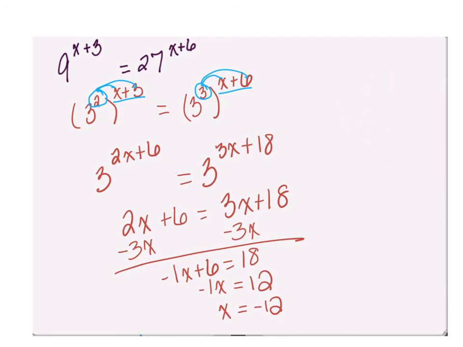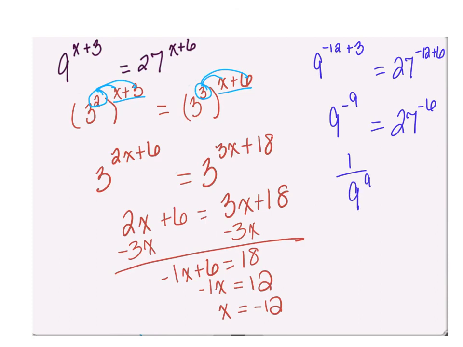So let's go back and plug this in to our original problem. So I have 9 to the negative 12 plus 3 equals 27 to the negative 12 plus 6. So I'm going to have 9 to the negative 9th power, and then I'm going to have 27 to the negative 6th power. Now, those are very, very small numbers, because 9 to the negative 9th power means 1 over 9 to the 9th power. That is not 9 times 9. That is 9 multiplied times itself 9 times. 9 to the 9th power is a very large number. And since we're talking about it being in the denominator, it turns into a very small number.